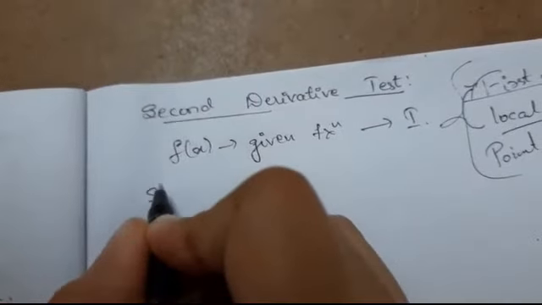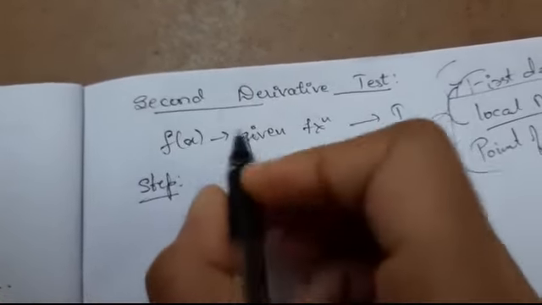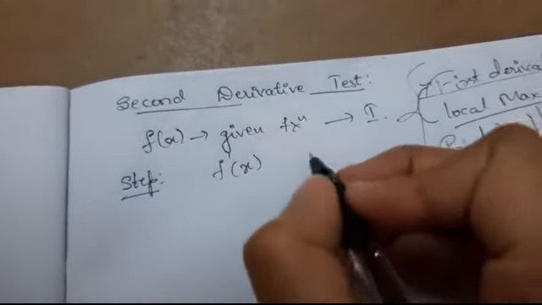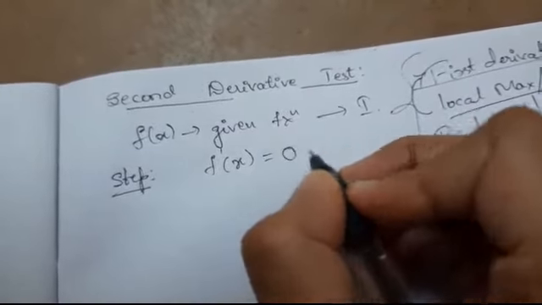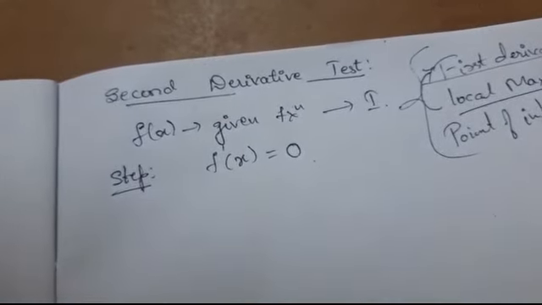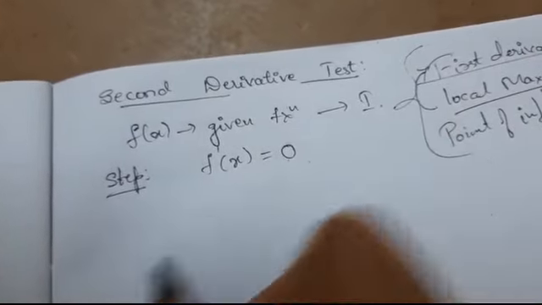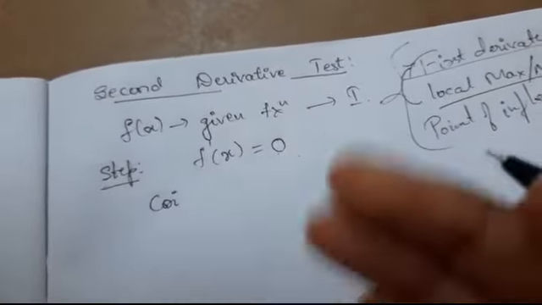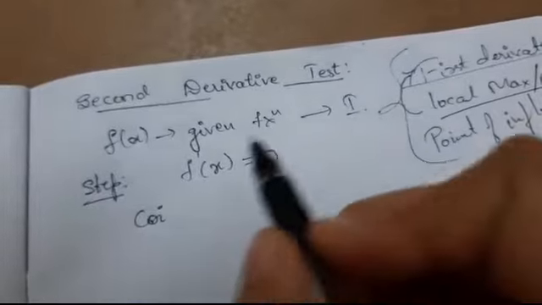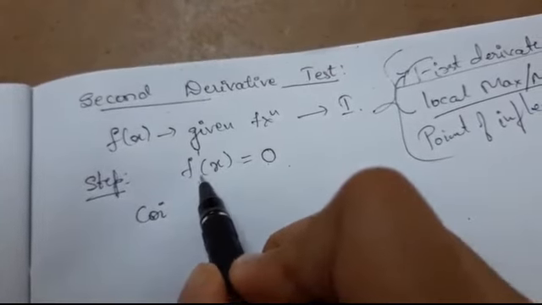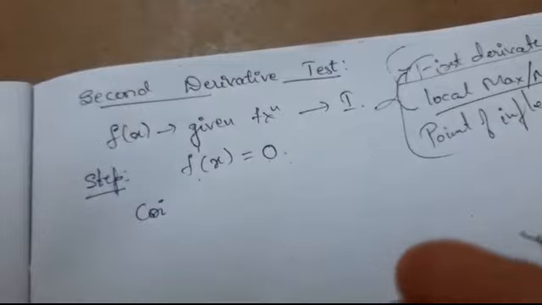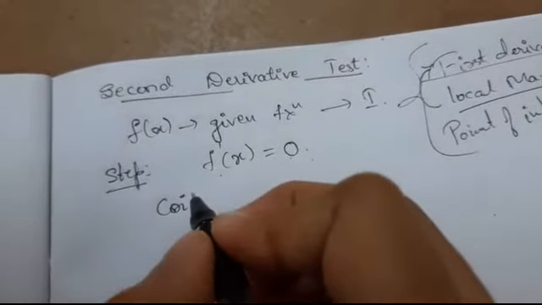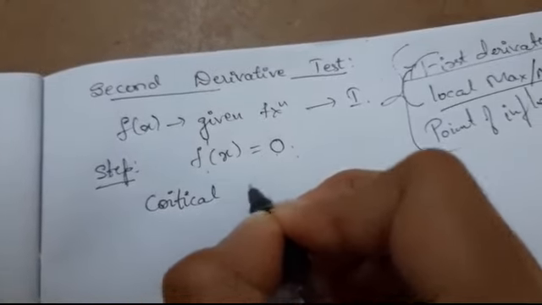Step 1 is as usual. First we differentiate the given function f of x, and after differentiating we equate it to 0. When we equate f dash of x equal to 0, we get certain critical points. As I said while talking about the first derivative test, the values we get when we equate f dash of x to 0 are called critical points.